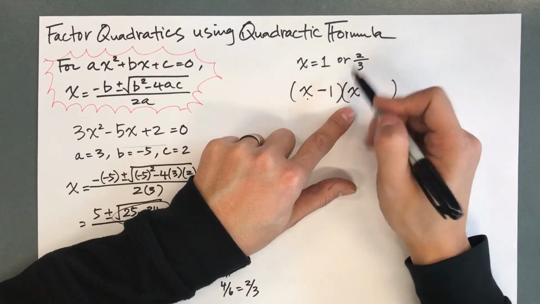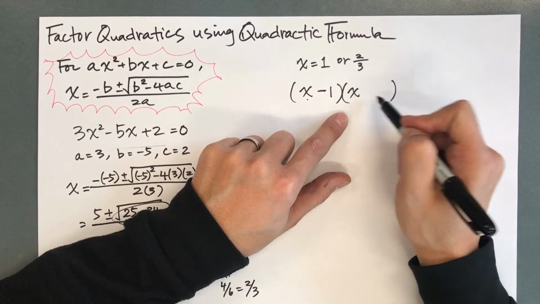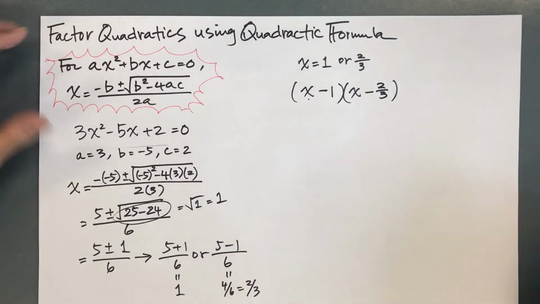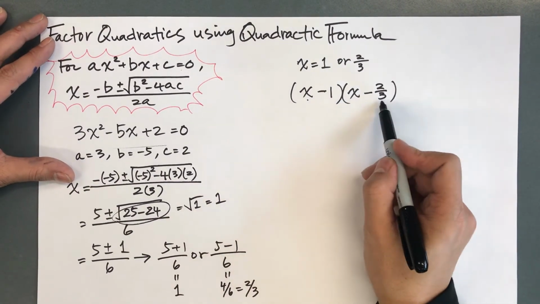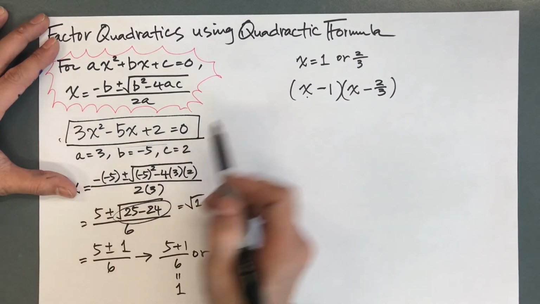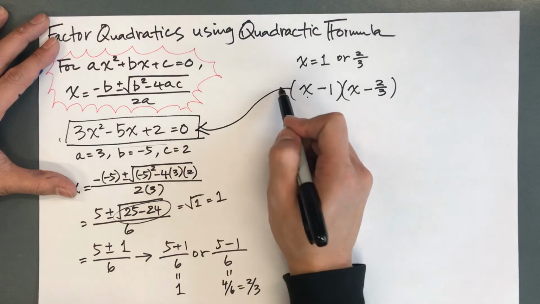So in the case of 2/3, what do you have to have here? Well, you have to subtract 2/3, right? So x minus 1 times x minus 2/3 is the factored form of this expression.